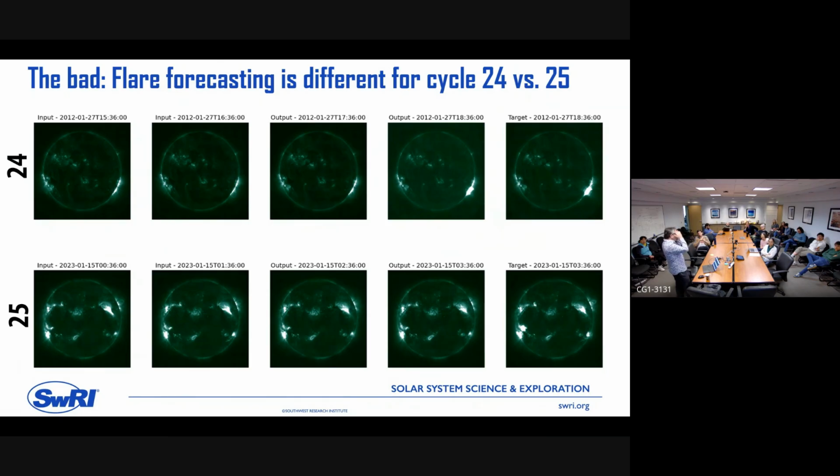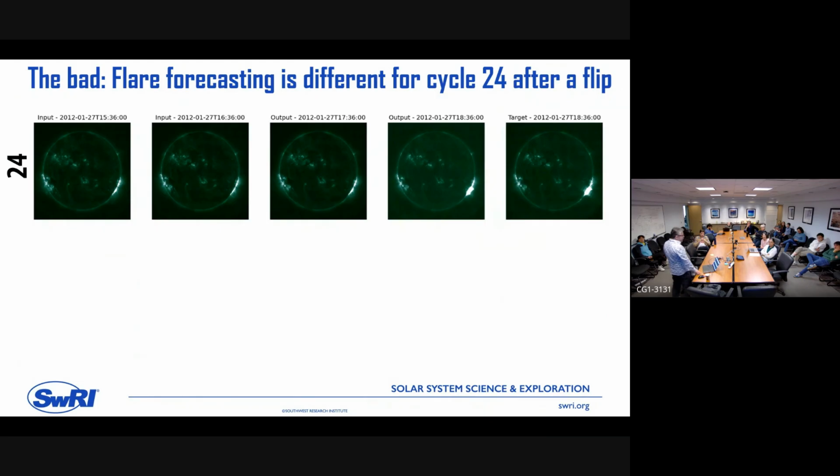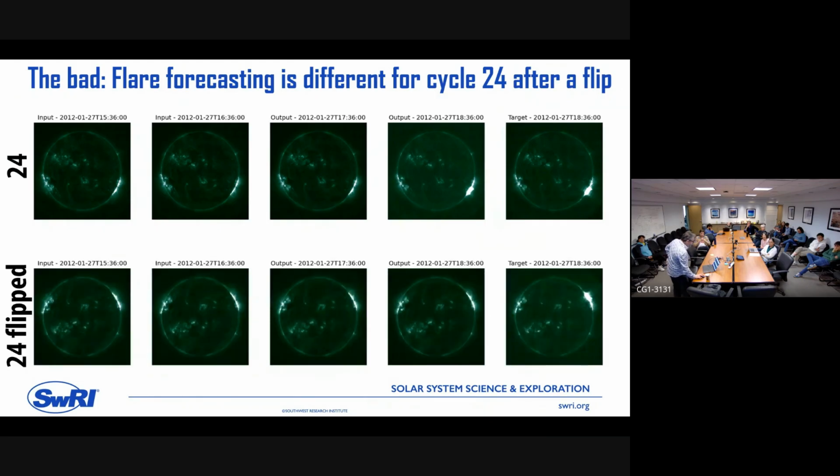I thought, oh, I know, this is the polarity reversal. The polarity reversal is what is throwing this thing off. Maybe it is learning that anti-Hale regions are not as productive as Hale regions. So let's just flip the images. But that didn't help. In fact, when we flip the image, 424, the flare disappears.